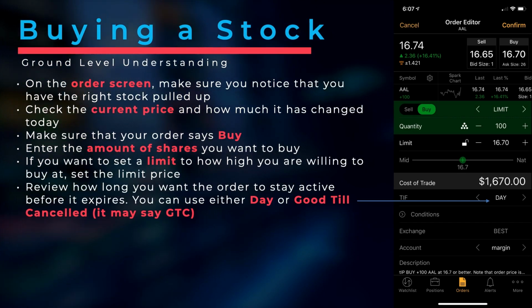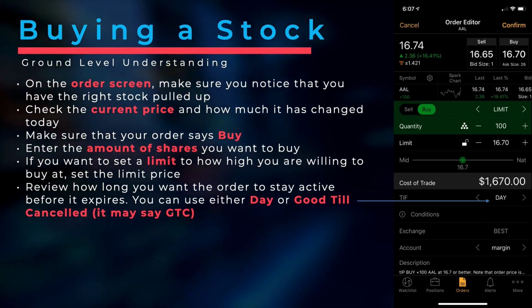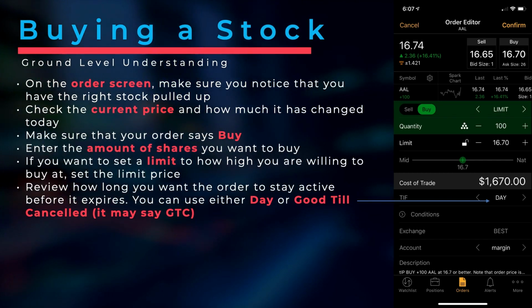If you do a market order, you're not going to have that option because the order is going to go through immediately. So there's no need for it.